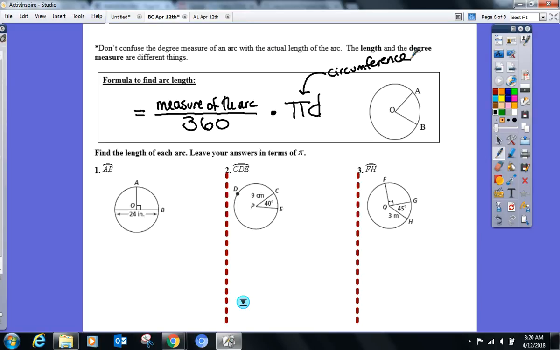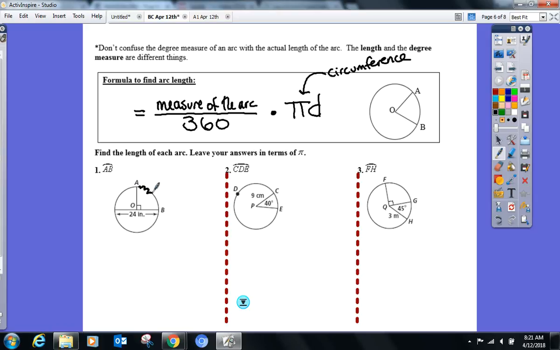The length. Everybody okay? Ready to help me find a couple here? Find the length, leave your answer in terms of pi. Stop. I got to make sure we review every single moment we can. Leave in terms of pi. What did that mean from yesterday? In your answer, you should have a pi. Don't hit the pi button on your calculator.